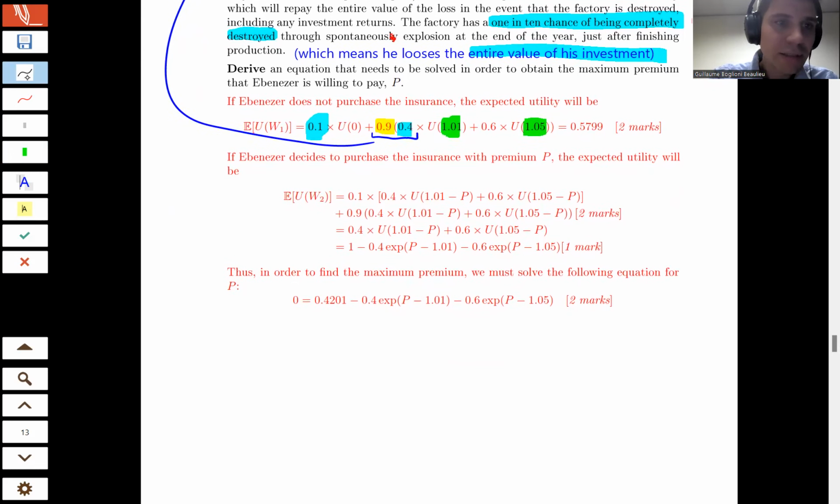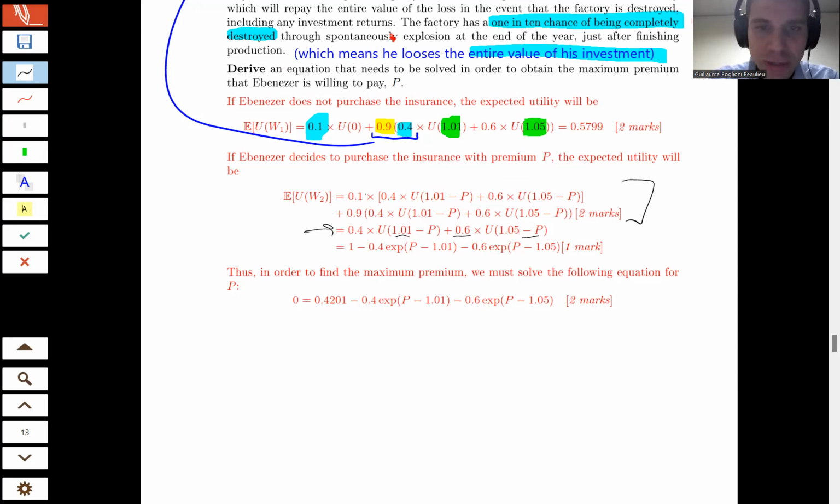To be honest, I think this part here is a bit unnecessary. I think it would be fine to jump straight away to this line, meaning, okay, he has insurance now, so the only thing that's uncertain is the yield that the factory is going to make. So with 40% chance, again, his wealth is going to be 1.01, but he pays a premium this time. So his final wealth will be whatever return he has on the factory minus the premium. And likewise, with 60% chance, he's going to make the bigger return, 5%, but also he needs to pay the premium. He pays the premium no matter what in this case.